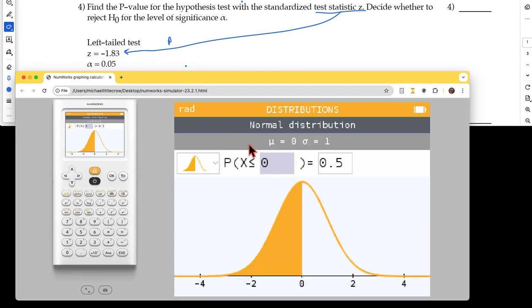Since it's a left-tailed test, that's the less than, which is what we've got set up. We've got a z-value, so we put that in here, and we're going to find what the p-value is. The z-value is negative 1.83. We're going to hit execute, and notice we've got this little part. We've got to check, is it in the rejection region, 0.03.